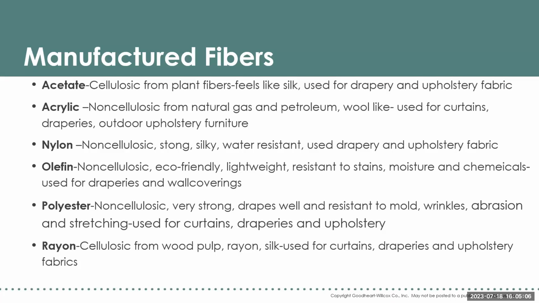We have wool-like sweaters. We use a lot of acrylic in draperies. It's in carpet, outdoor upholstery furniture. So you wouldn't think of that vinyl furniture. It's shocking. Now, nylon, another non-cellulose, is very strong. It's very silky. Your nylon fabric can be very silky, and it's also water resistant. You think of one of those windbreakers. So it can also be used in drapery and upholstery.